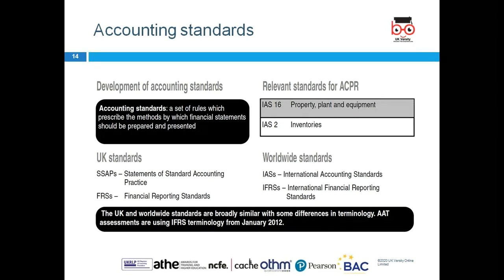IAS 2 is about inventory. Inventory has three types. If you open your fridge, in your fridge you have three types of inventory. Work in progress, a half cooked meal is in progress. Raw material, meat is a raw material, and finished goods, maybe you already made the thing and you just eat it. That's your final goods.